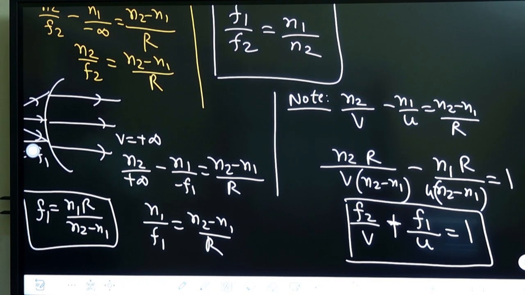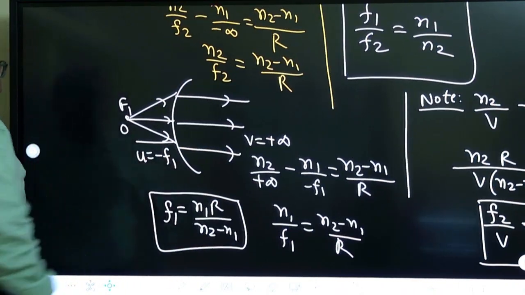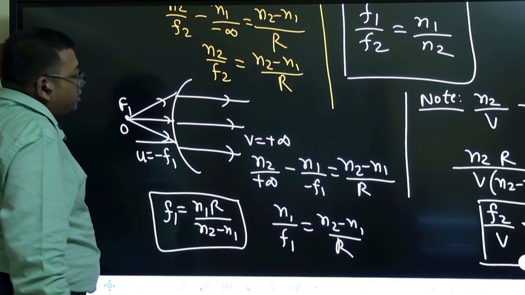Power is n2 minus n1 by r. Note down this power formula. Focal length f1 they are defining as negative. Why are they defining this f1 as negative? Here f1 they are defining as negative. I think this is the major confusion here.